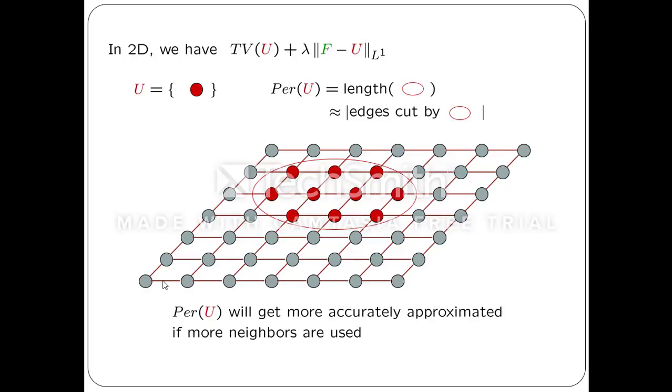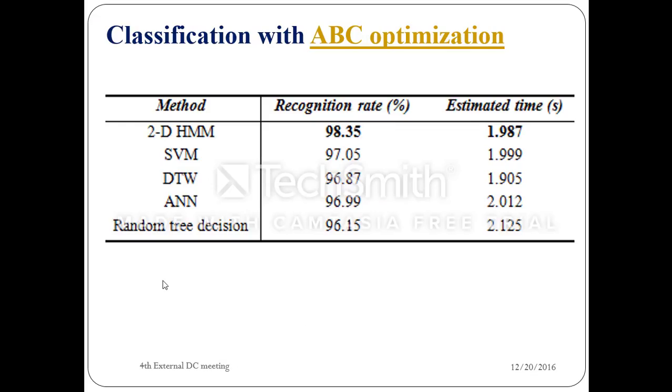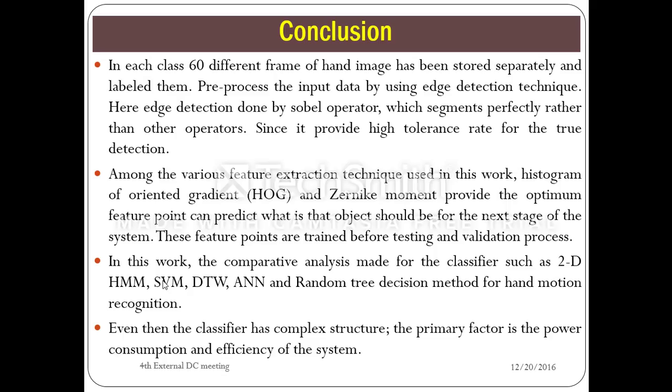You will get that accurately, approximately, if more neighbors are used. So classification with ABC optimization. This is a table for the classification using ABC optimizations. This will use parts and conclusions in each 60. The conclusion is 60 different frames of hand images, separately labeled, and the input data is preprocessed using an edge detection technique.